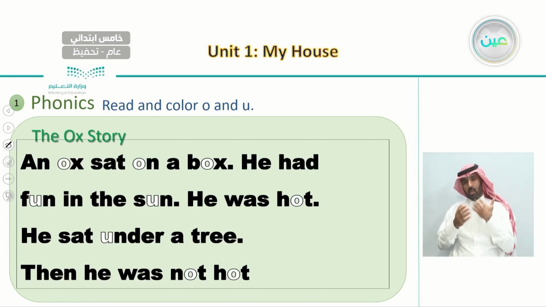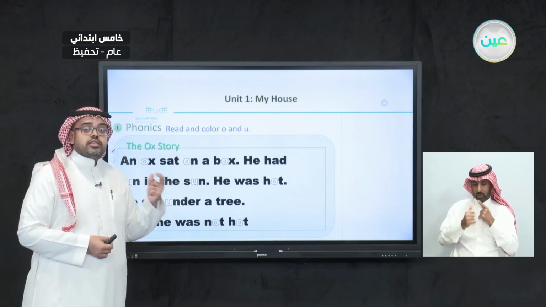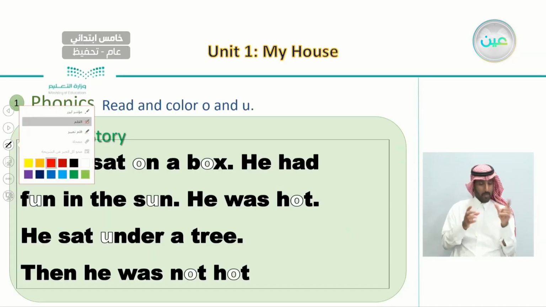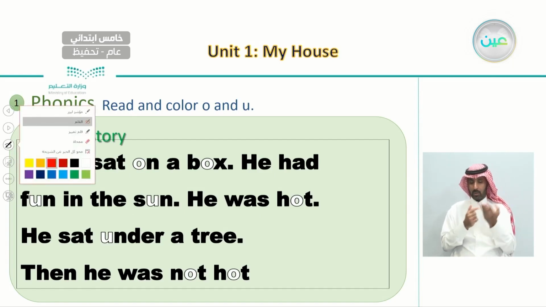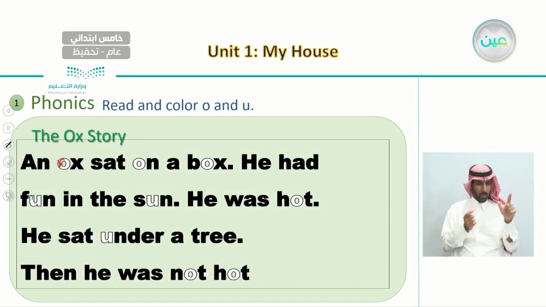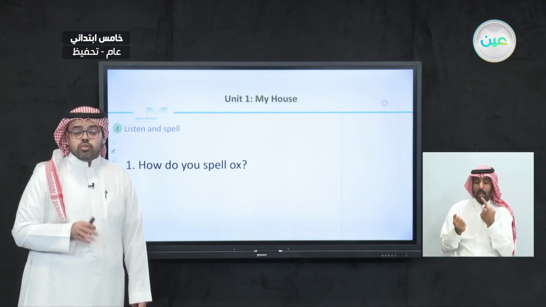So we said that after we listened to this story, it is important that we try to color O and U, of course with different colors, so we can know the differences between O and U. And we did this with the whole text. And after this, we had the last exercise, which is how to spell words.